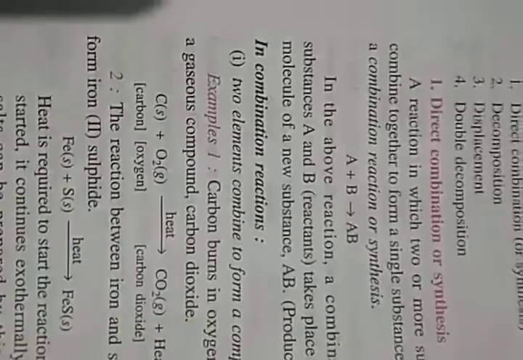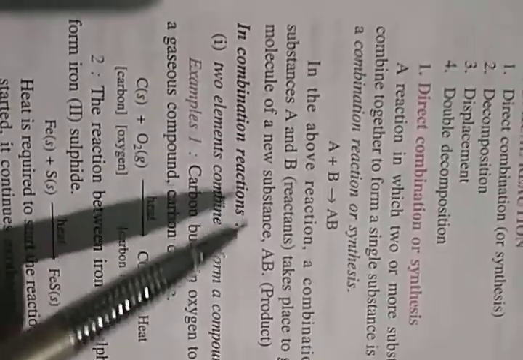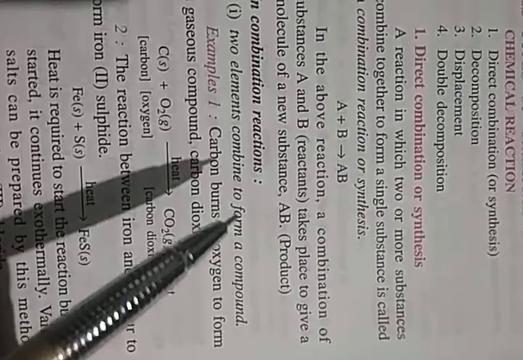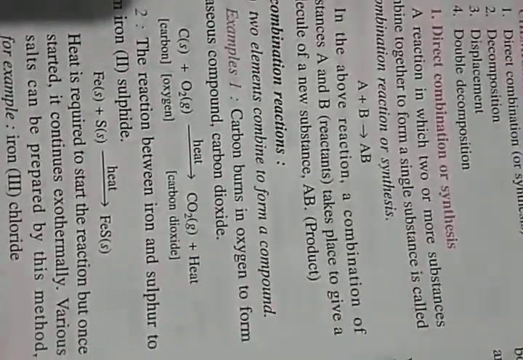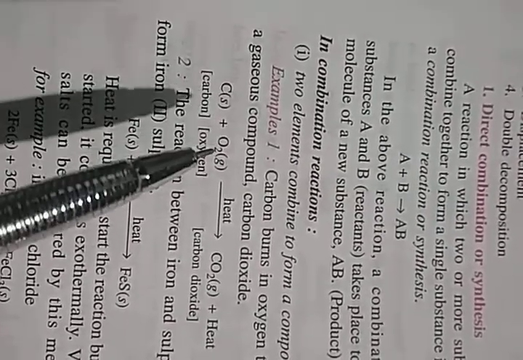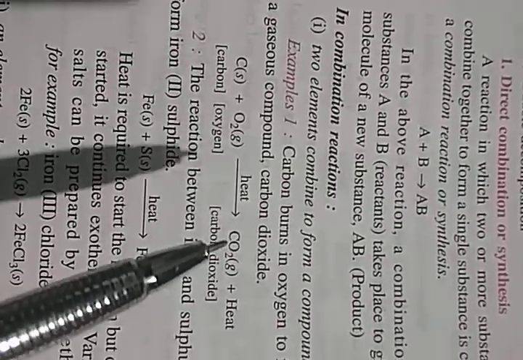What may happen in combination reactions? You can see, first, two elements may combine. The product ultimately will be a compound. So first, two elements may combine, like this one: hydrogen plus chlorine. Two elements are combining and forming a single product. Likewise, here carbon is one element, oxygen is another element, and carbon dioxide is the compound.